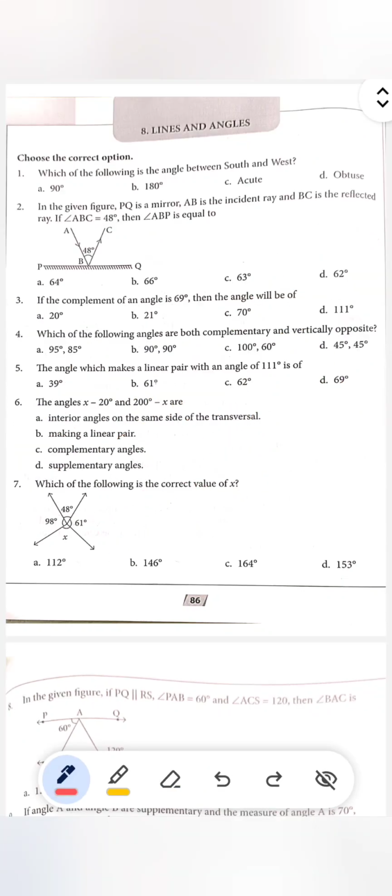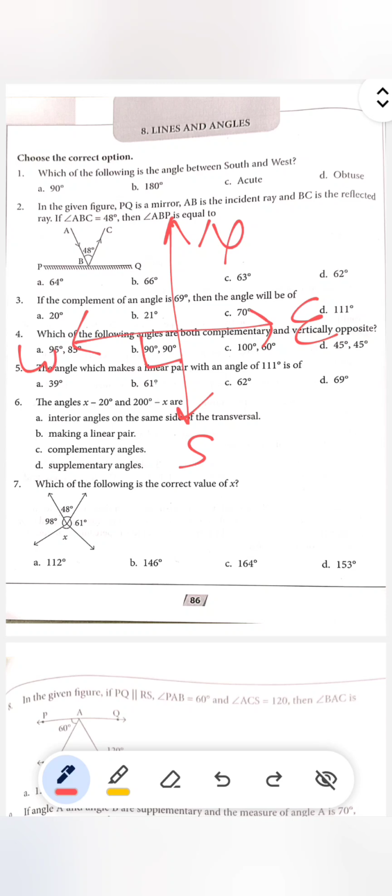Lines and angles. Choose the correct option. Which of the following is the angle between south and west? So we know the four major directions, that is east, west, north, south. And it is asking about the angle between south and west. So south and west is 90 degree. So option A is the correct answer.